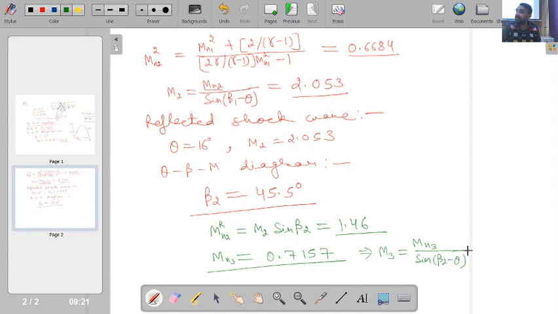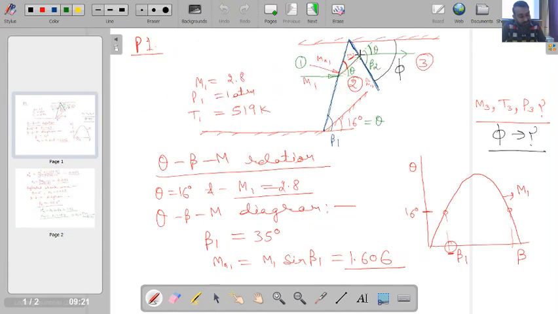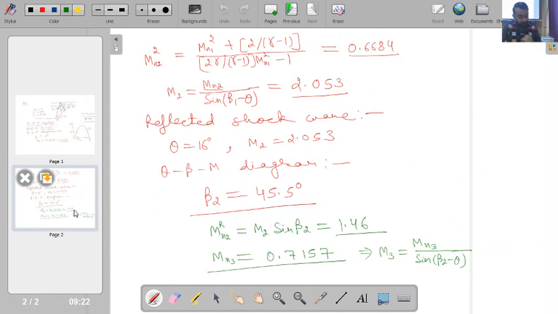Is this point clear, or do I explain geometrically? So if you see, this is my M3, and M3 is making an angle with this shock wave of beta 2 minus theta. So its normal component will be M3 times sine of beta 2 minus theta. Is this point clear, or do I explain with a different diagram? Okay. So M3 will become Mn3 by sine of beta 2 minus theta. Beta 2 we have calculated, Mn3 just now I have calculated. From here I will get the value of M3 as equal to 1.45.